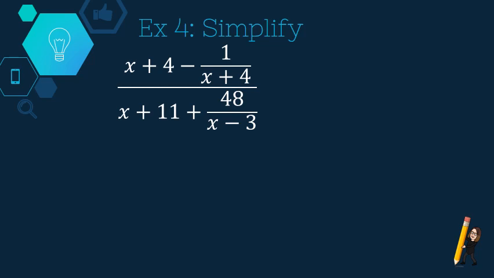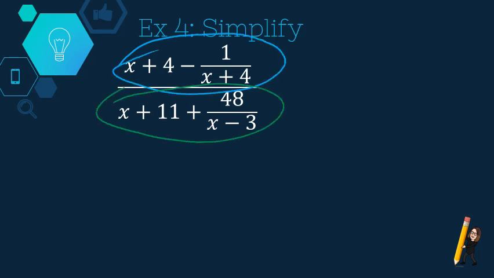All right, let's really start to have some fun here. Okay, I have some crazy numerators and denominators, so I need to deal with them separately. I'm going to deal with this numerator in blue and this denominator in green. So let's start with the numerator. I currently have x over 1 plus 4 over 1 minus 1 over x plus 4. I have 3 terms, and I have an LCD of x plus 4. So I need to multiply this first fraction by x plus 4, and this second fraction also by x plus 4.